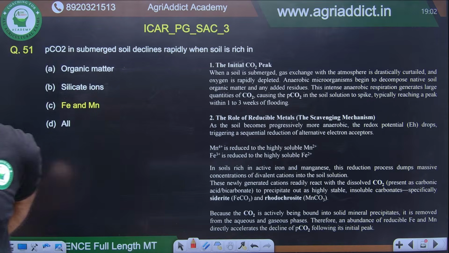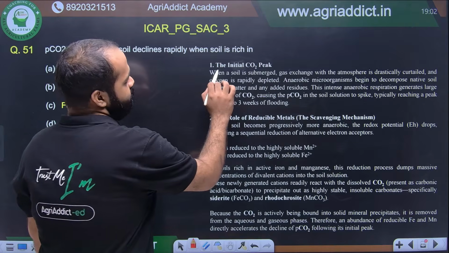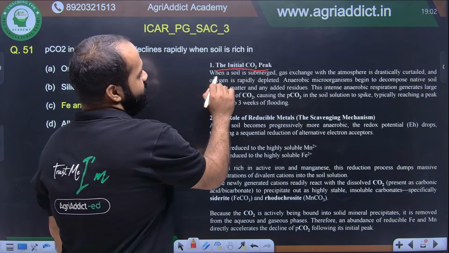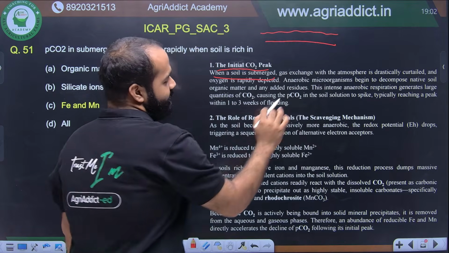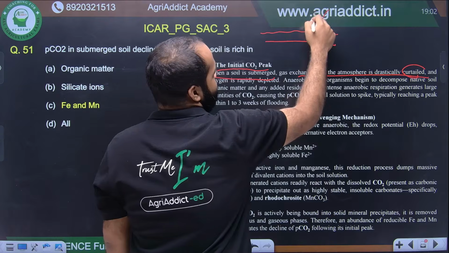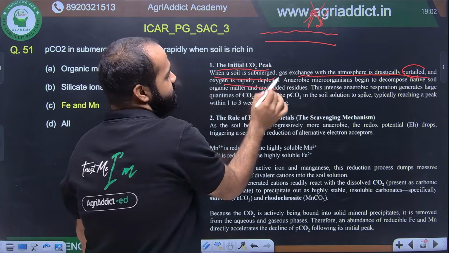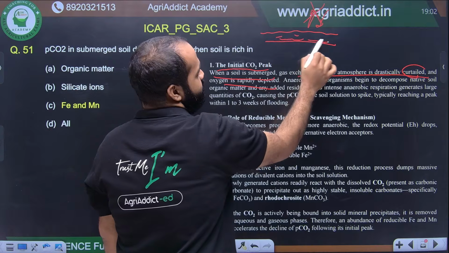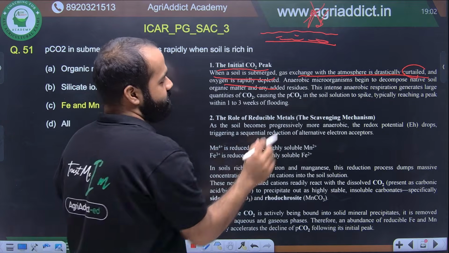There is nothing rocket science, but please be careful. Please be attentive. See, the initial CO2 peak when a soil is submerged. When a soil is submerged, gas exchange with the atmosphere is drastically cut off. तो जो gas exchange हो रहा था, that is cut off. Now this oxygen is rapidly depleted. Whatever oxygen was there, it is rapidly depleted because oxygen का renewal नहीं हो रहा है.